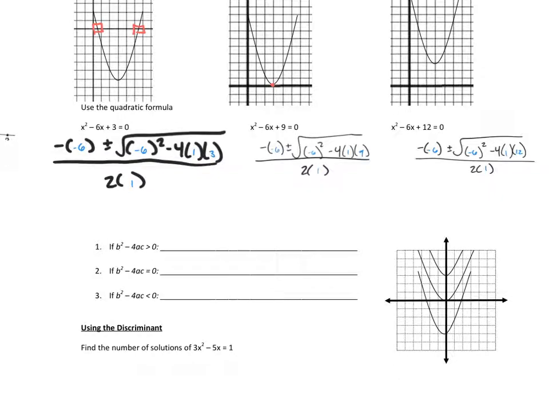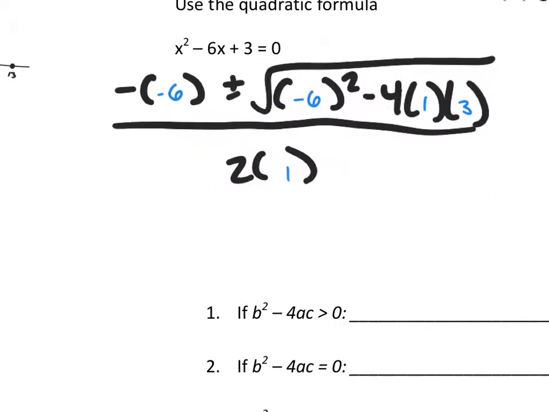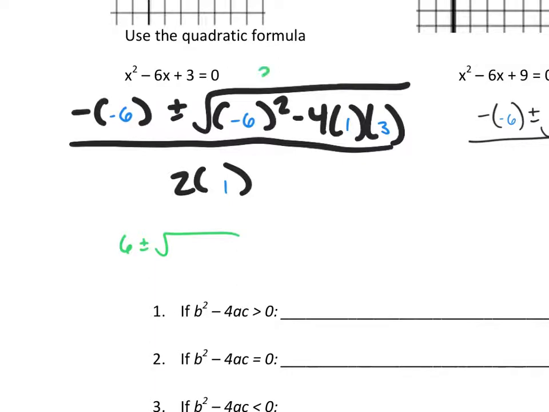So we'll pause and do the next phase of shrinking it down. So I'll model this first one here for us. So I'd have a +6, plus or minus, and then I'm going to calculate what's going on underneath the square root. So here I have a 36 minus 12, which will give me a 24 underneath my square root.